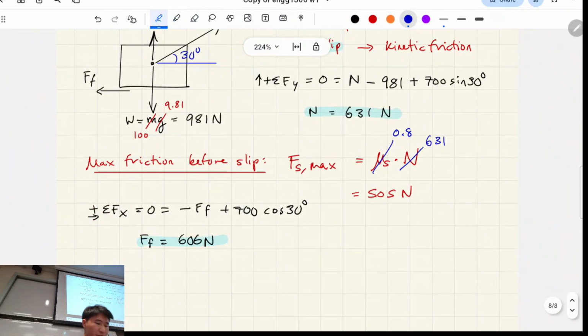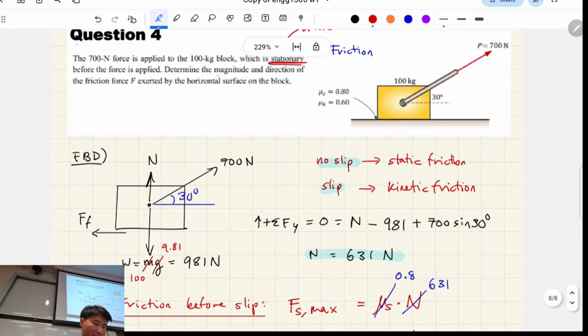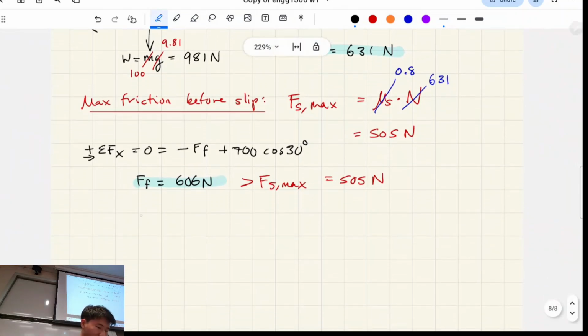Right, so because this force is greater than F_s max, what's happened is it slipped now, right? And now we have to recalculate the force because the question is actually asking to determine the magnitude and direction of the friction force, right? So the friction force actually changed after it starts moving. This question doesn't need us to calculate how fast the block is moving or whatever. All we have to calculate is what the friction force is going to be from now on since it started moving.